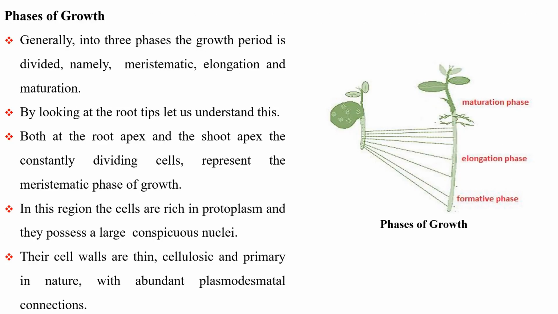Phases of growth. Generally, the growth period is divided into three phases, namely meristematic, elongation, and maturation. By looking at the root tips, let us understand this. Both at the root apex and the shoot apex, the constantly dividing cells represent the meristematic phase of growth. In this region, the cells are rich in protoplasm and they possess a large conspicuous nucleus. Their cell walls are thin, cellulosic, and primary in nature with abundant plasmodesmatal connections.